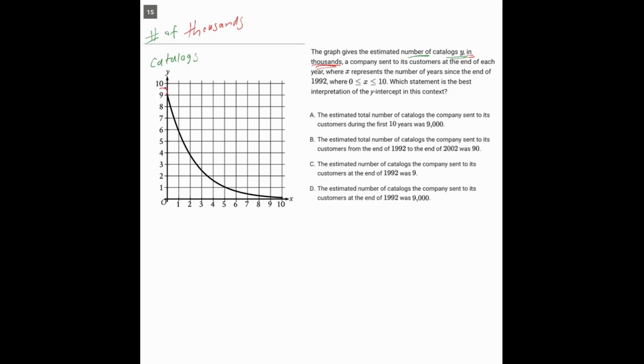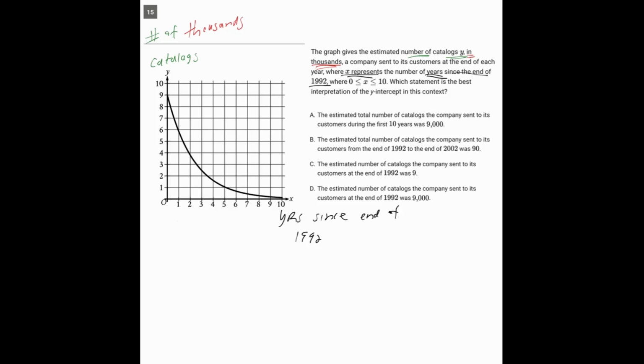So in other words, here, this 9, that means there were 9,000 catalogs. And the x-axis is the number of years since the end of 1992. So let's say that years since the end of 1992. So in other words, this 1 right here, that would be, I guess, the end of 1993, because it's 1 year after the end of 1992.